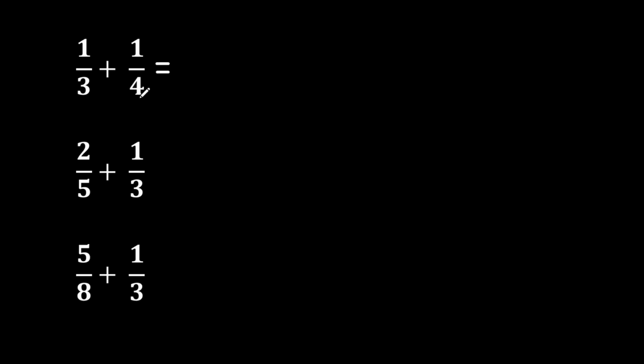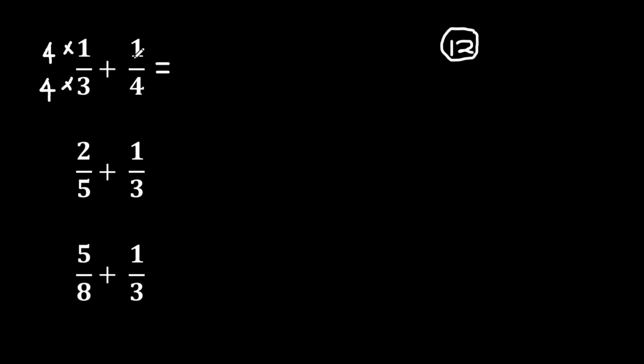We have 3 and 4. And now the big question is which number would suit these two fractions easily? And the answer to that should be 12. So since 12 is the ideal number for this, for this first one, we will multiply the denominator by 4 to get 12, and we'll do the same thing for the numerator as well. So for this first one, we'll multiply here by 4, and we'll also multiply this by 4.